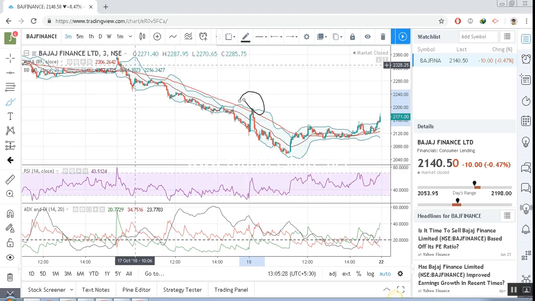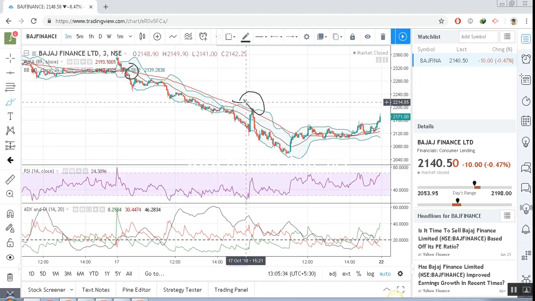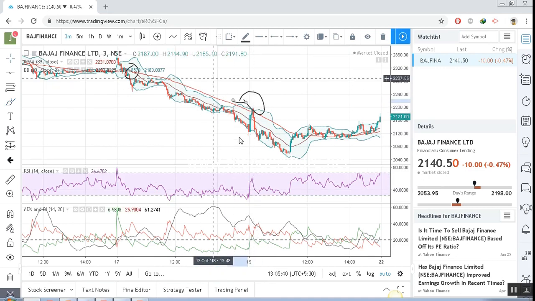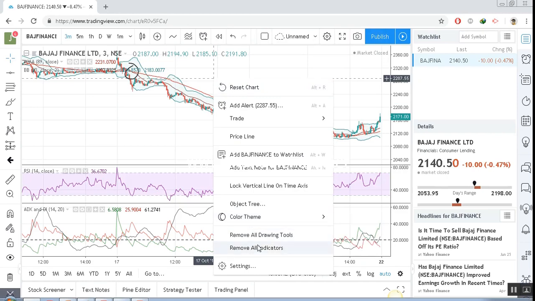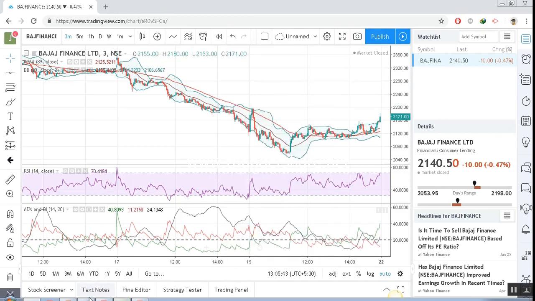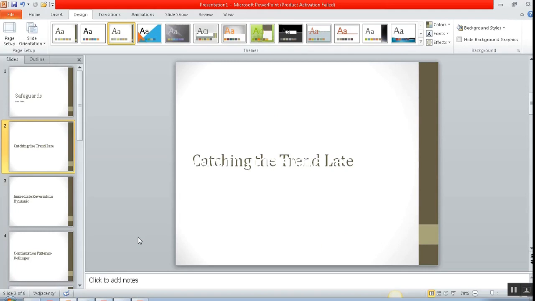The idea is, if this is your first opportunity for the day and you're getting a second opportunity somewhere over here or here when the market is about to close, don't take that trade. One reason is that the time is less, and the next is that you will not get the exact move which you would have got if you had entered in the first attempt. Next, immediate reversals in dynamic.